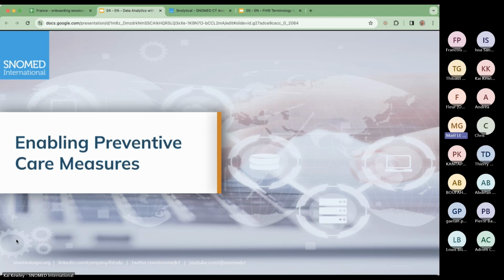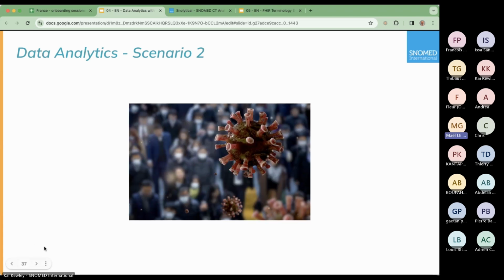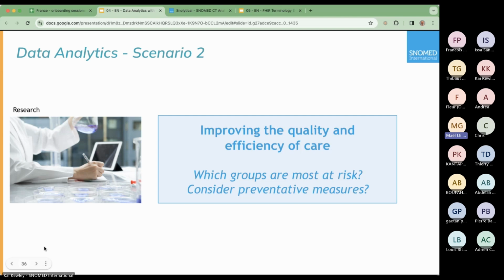Let's move on to enabling preventative care measures. So this scenario is focused on the COVID pandemic and about improving the quality and efficiency of care for certain groups who might be most at risk of some disease or some infection or some outbreak.